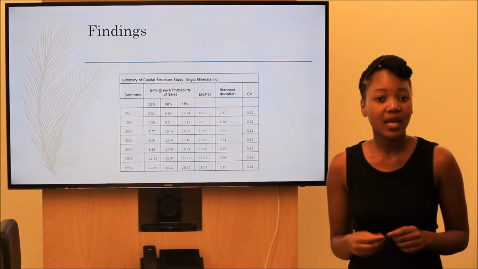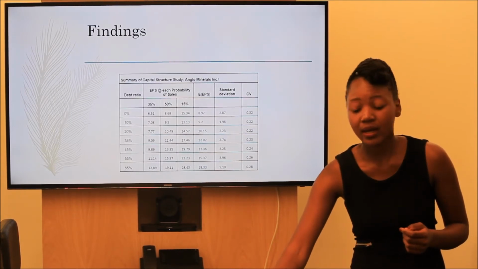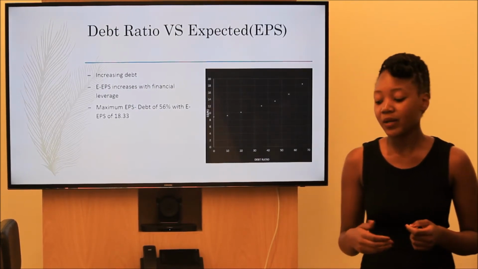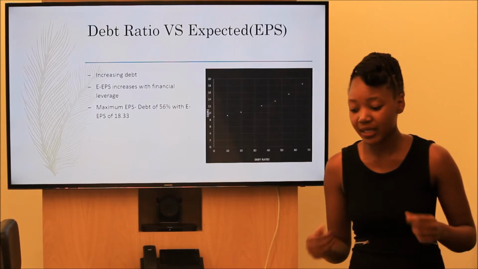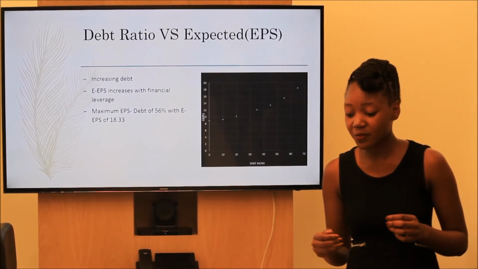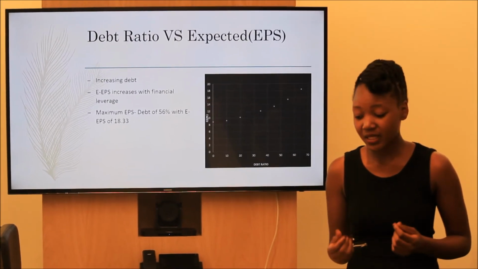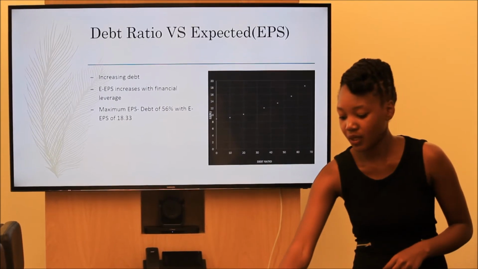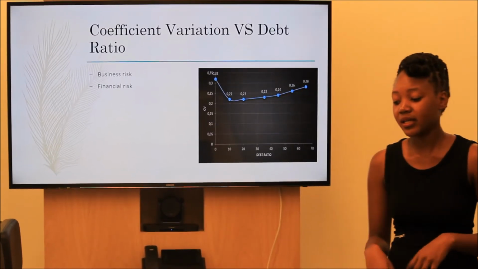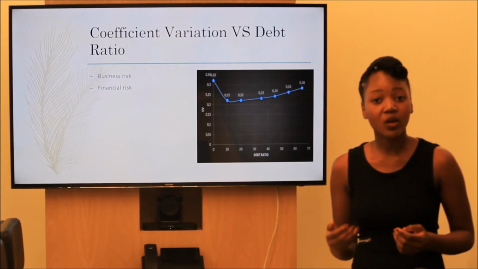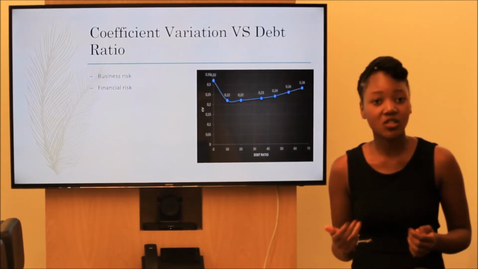In this graph, it is not clear where the earnings per share will begin to decline. But we can assume that they will start to decline when it reaches the maximum, which is the debt at 56% with the expected earnings per share of 18.33. Looking at our second graph, which shows the representation of a relationship between coefficient of variation versus the debt ratios.